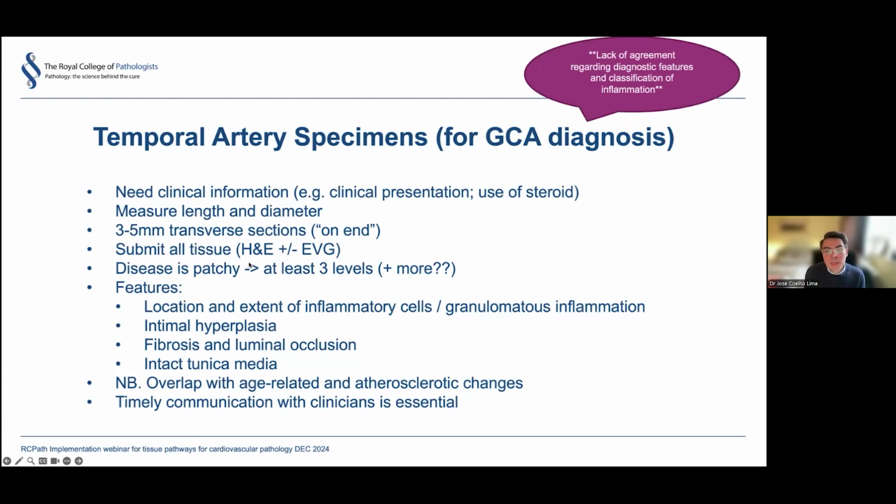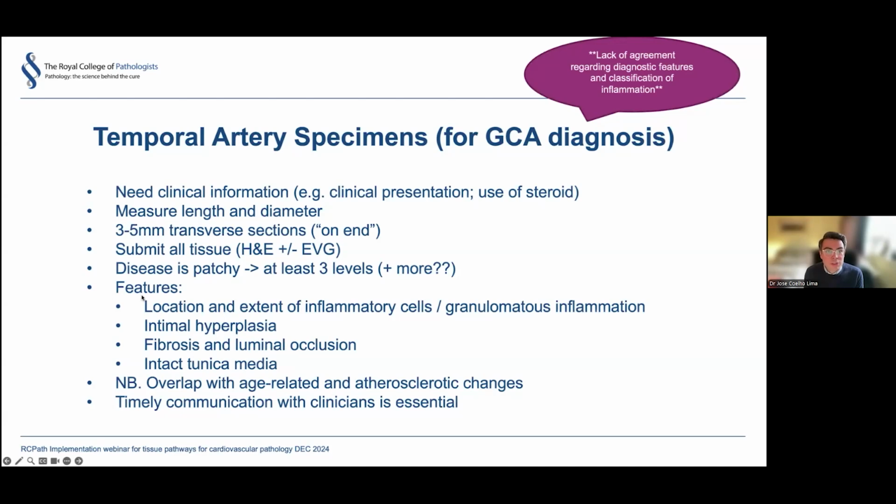And the specimen should be stained with H&E with or without EVG, but we find EVG extremely helpful to highlight the general structure of the vessel wall and especially the internal elastic lamina. As I said, the disease is patchy, so at least 3 levels should be considered, but more levels may be needed if one is not satisfied that in initial levels that sample is indeed negative for GCA.